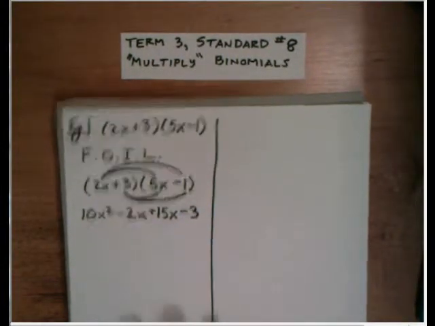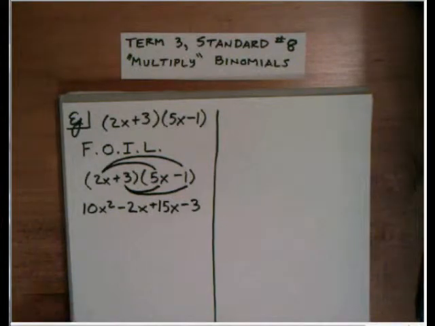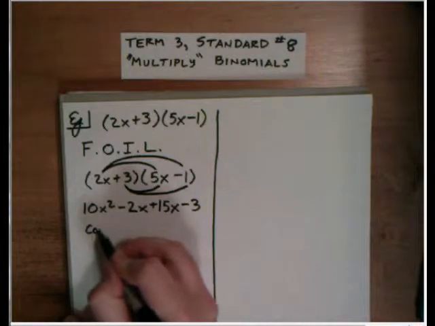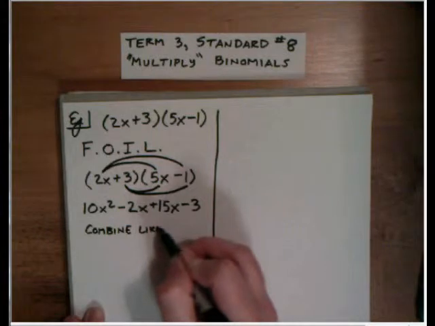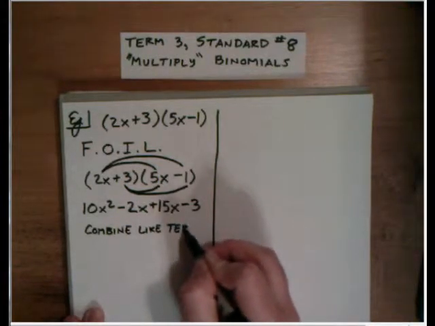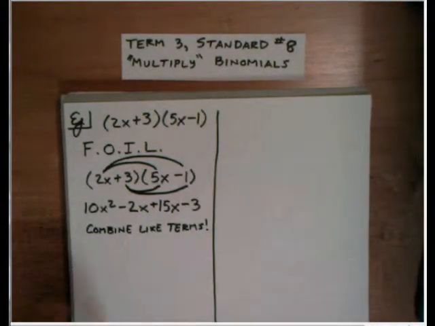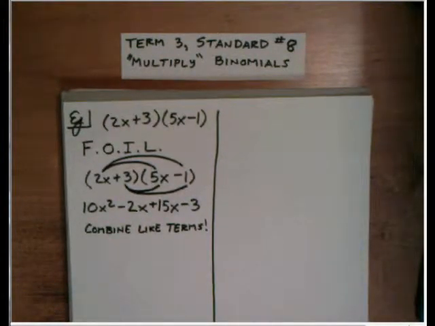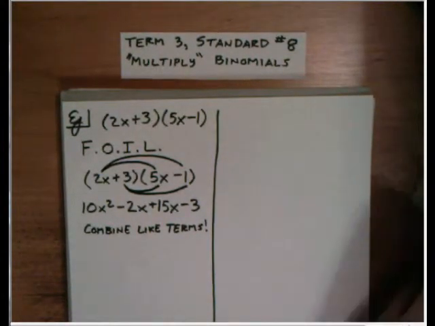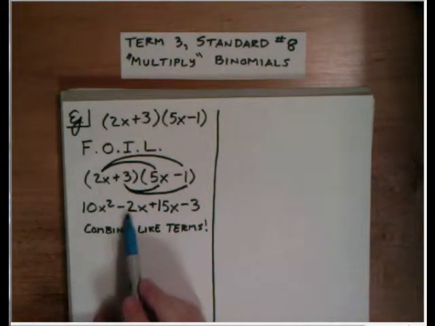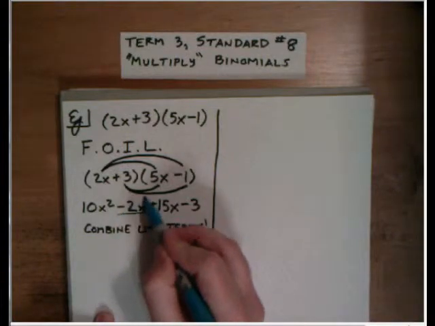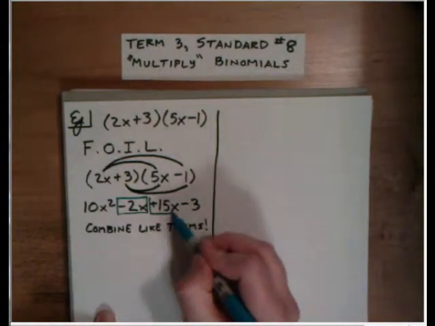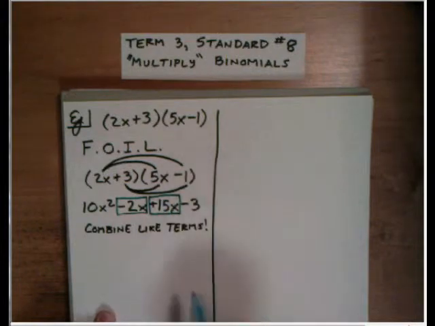We've multiplied the binomials. Now we're not done though, because we need to see if there are any terms that can be combined in order to simplify this completely. So what I need to check for is any opportunity to combine like terms. It's important enough that I'm writing it down with an exclamation mark. Combining like terms means we need to identify if there are any that have the same family name. When I look at this, I see that we have negative 2x and positive 15x. Those are both x's, so we're going to need to combine them. I'm going to put a box around them just to set them apart from the other two.